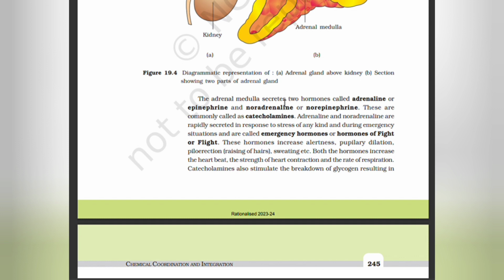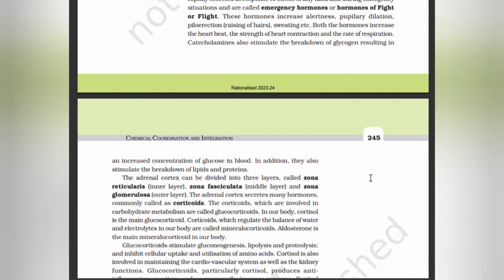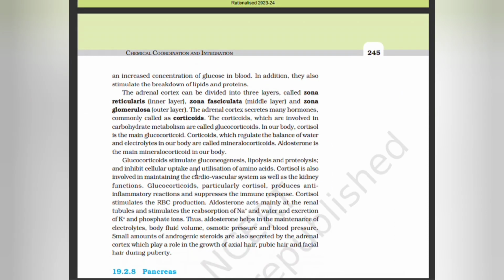Adrenaline and noradrenaline are rapidly secreted in response to stress of any kind and during emergency situations, and are called emergency hormones or hormones of fight or flight. These hormones increase alertness, pupillary dilation, piloerection, sweating, etc. Both the hormones increase the heartbeat, strength of heart contraction, and the rate of respiration. Catecholamines also stimulate the breakdown of glycogen, resulting in an increased concentration of glucose in blood. In addition, they also stimulate the breakdown of lipids and proteins.